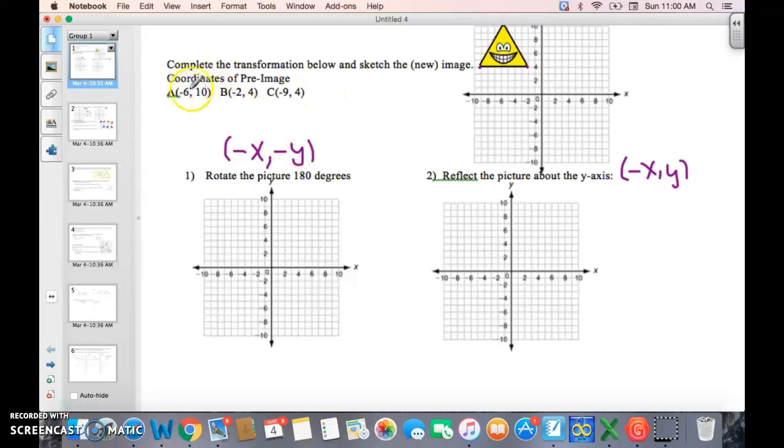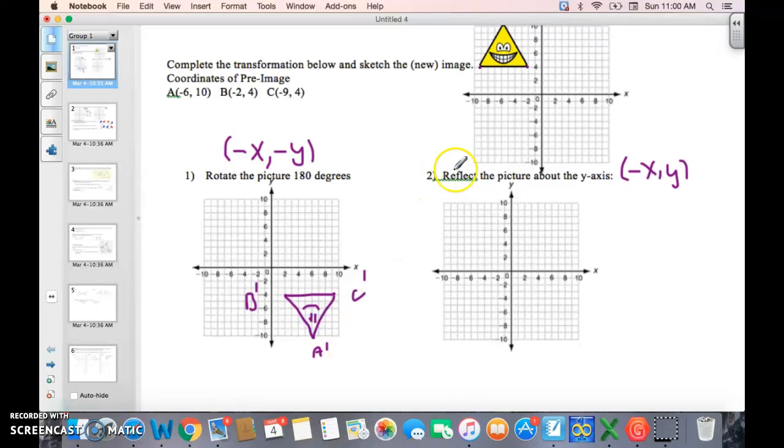So you're going to take these coordinates. If 6 was negative, it's now going to become +6, -10, which should end up here. And you always want to label your new point, so that's A prime. B was at -2, 4, so it's going to go to +2, -4, which is about here, and I'll call that B prime. And then C is at -9, 4, so it goes to 9, -4, which would be here. Okay, so I love 180 degree rotations because they're pretty simple. So there's where my new triangle is. Makes sense. And obviously his smile's upside down, and so are his eyes.